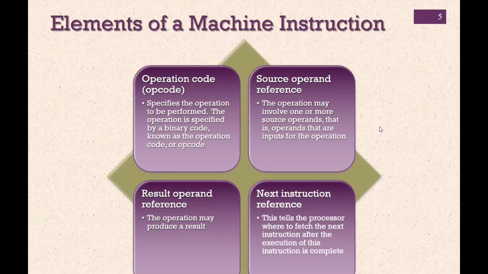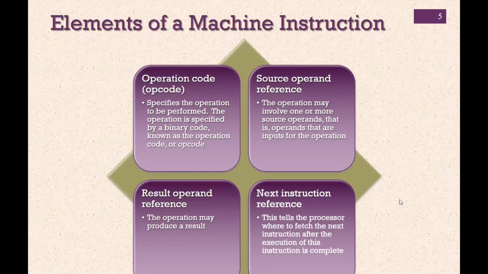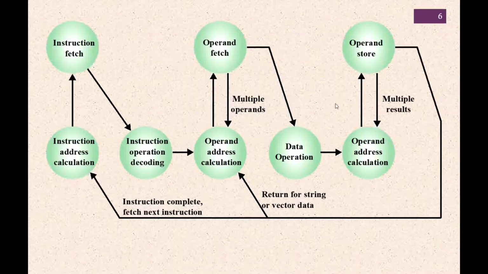In the result operand reference, the operation may produce a result. The next instruction reference tells the processor where to fetch the next instruction after the execution of the current instruction is complete. When one instruction completes, it goes on to the next instruction, which is in queue form.